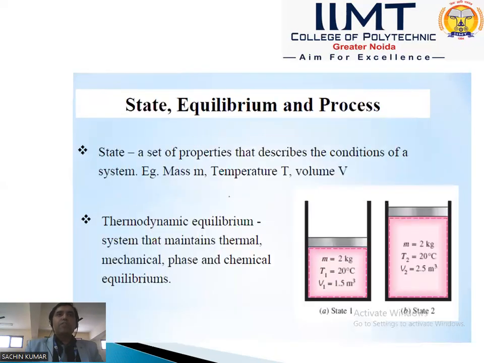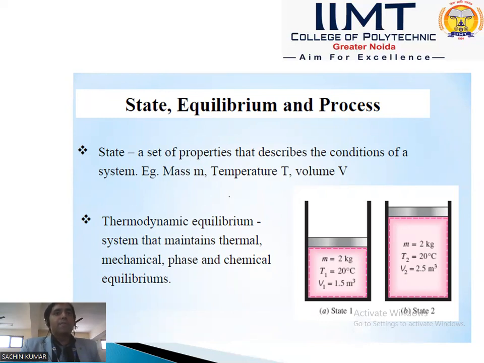First, we have the state. If any process starts at a state, a state is a set of properties that describe the condition of a system. If we consider a system, that system has some specific temperature, some specific volume, some specific enthalpy, and some specific entropy. That is called the state. And thermodynamic equilibrium means a system has thermal equilibrium, mechanical equilibrium, and chemical equilibrium. We discuss in the next slide what thermal equilibrium is.